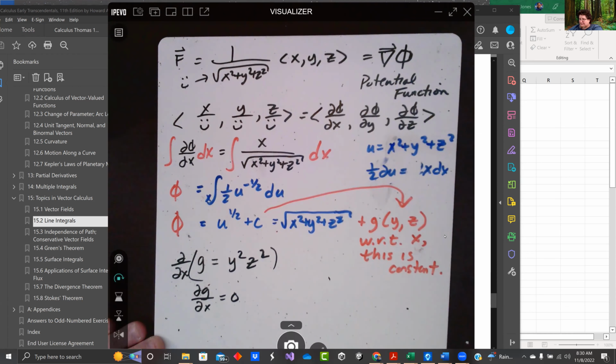All right, so we're not done. So we have other things. I've got dφ/dy and dφ/dz. If I take the derivative of this with respect to y, if I say dφ/dy, what does my φ become? This is my φ right here. So this part is going to give me the y over the square root of x squared plus y squared plus z squared.